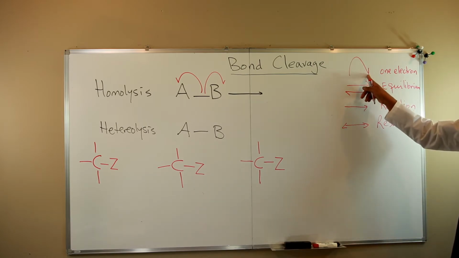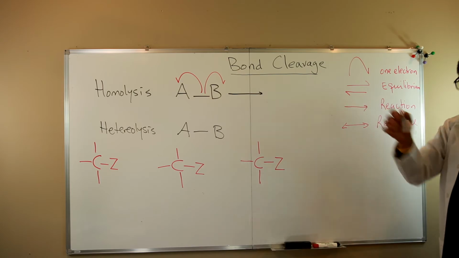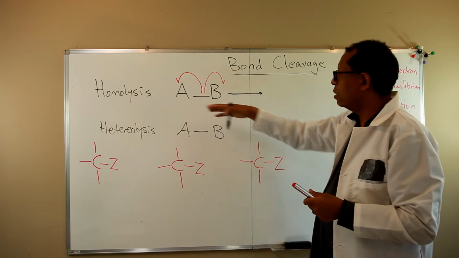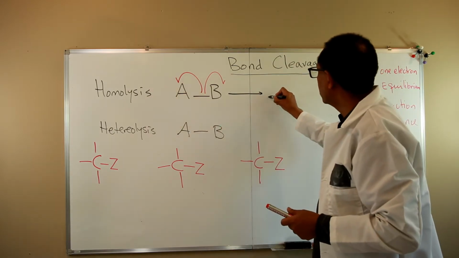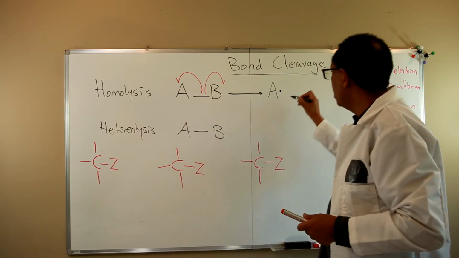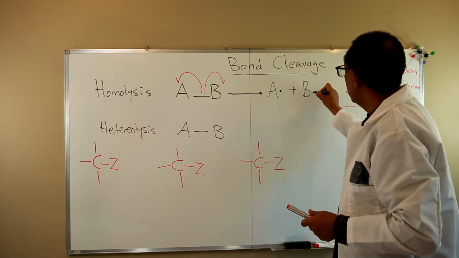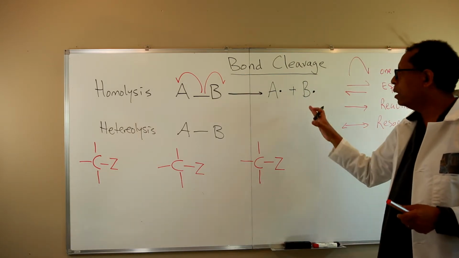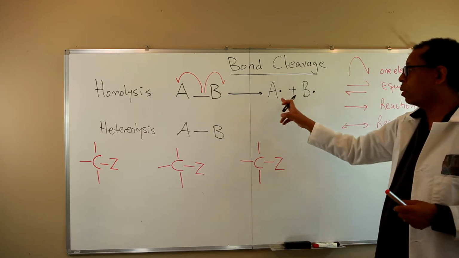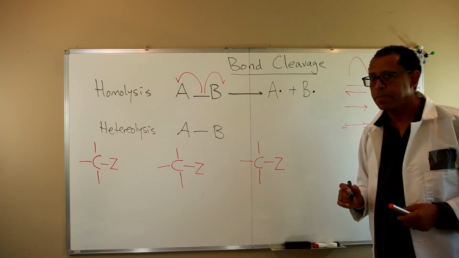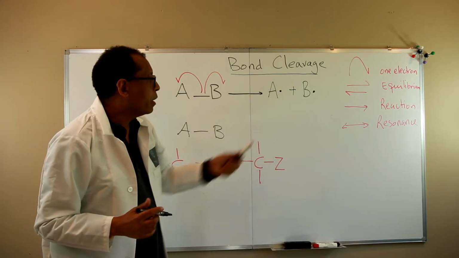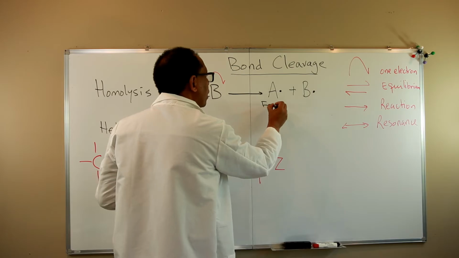Whenever you see this single fishhook, it is a one electron movement in that direction, to that atom. The result of this homolysis bond cleavage is A dot, with that one electron from the bond, plus B dot. The bond is totally broken. We always call these single electron species free radicals. Remember, we are now introducing new terminology. These are free radicals.